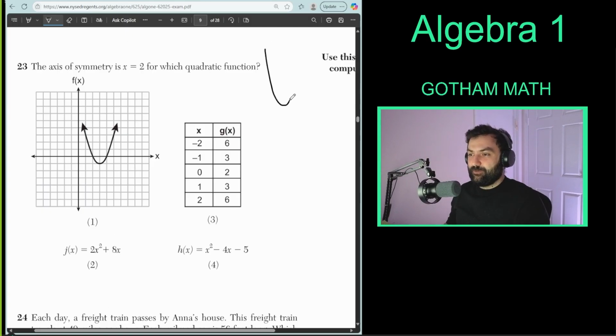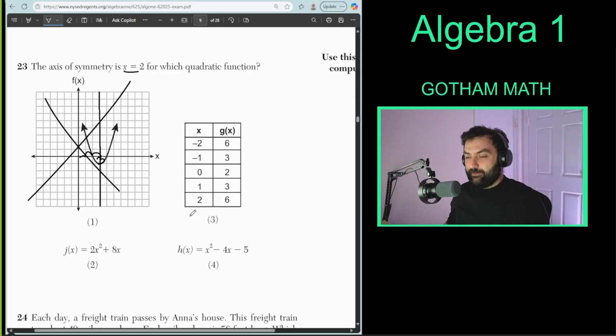Axis of symmetry for a quadratic is a line that cuts it right in the middle, right between the eyes, like that. This is an axis of symmetry, and it has to go through the number 2. So here we can just see whether it goes through 2. If you can see, this is 1, 2, 3. So here the axis of symmetry is x equals 3 and we're looking for 2, so no.